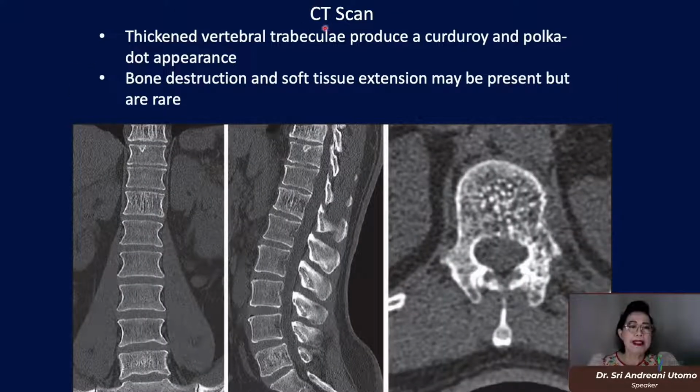And how about in CT scan? There are thickened vertebral trabeculae that produce a corduroy and polka dot appearance. So when we see it in sagittal, it shows a corduroy sign. But in axial slice, we can see a polka dot sign. Bone destruction and soft tissue extension may be present but are rare.